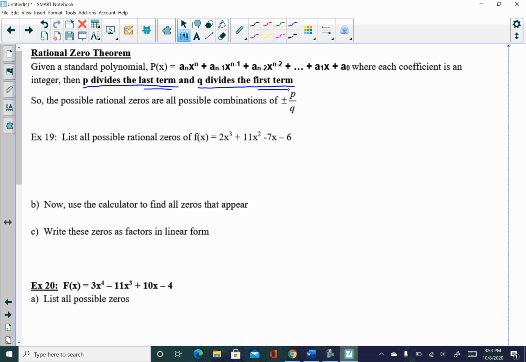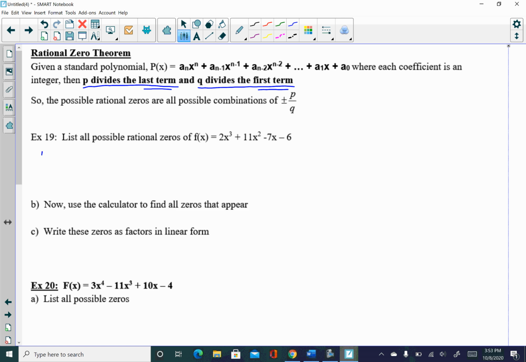So let's illustrate this, okay? But again, all of the possible rational zeros that you could potentially see in your calculator, remember zeros are where you cross the x-axis, are any combination of plus or minus p over q. So let's kind of work through this. Here in example 19, they want us to list all the possible rational zeros.